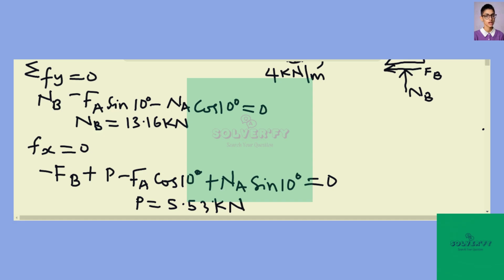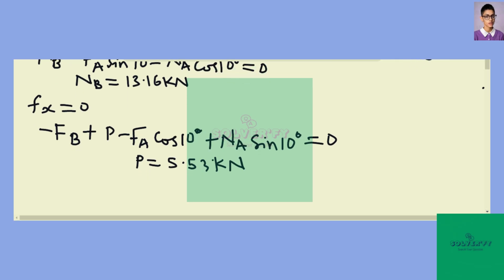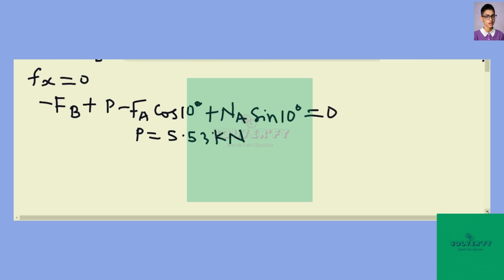And of course, if P is 0, will the wedge be self-locking? Yes, because P is greater than 0 is required to pull it out, so it's going to be self-locking.